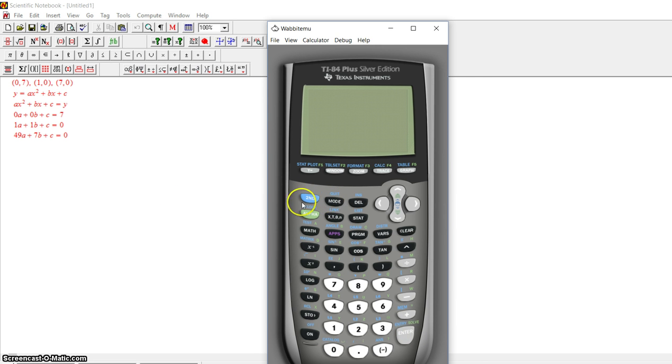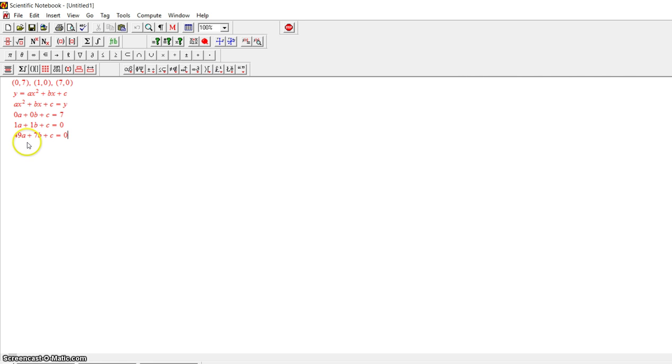Quit. We go back to the matrix. We go over to math. We go down, down, down till we find RREF. And then we tell it we want to use matrix A. What this tells us is the A value is 1, the B value is -8, and the C value is 7. So our answer would be y equals 1x squared, I think it was minus 8x plus 7.